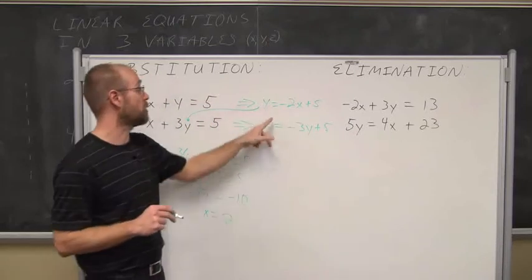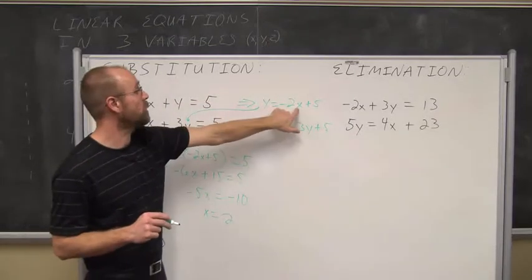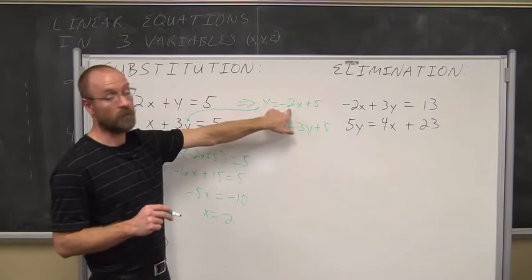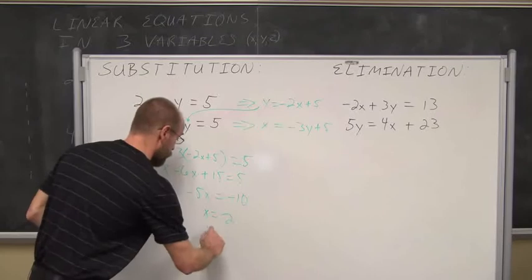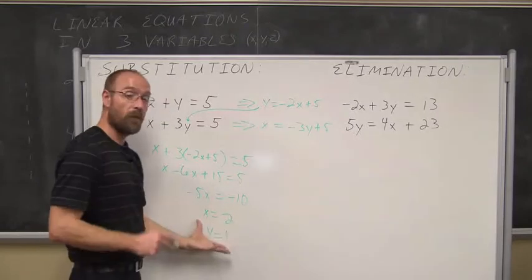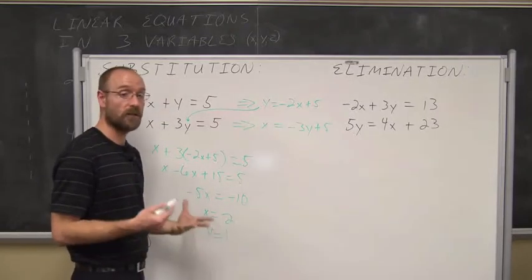I just rearranged them a little differently. So if I put in 2 here, 2 times negative 2 is negative 4, plus 5 is a positive 1. Y equals 1. So I'm going to write it right here. My solution is an ordered pair.